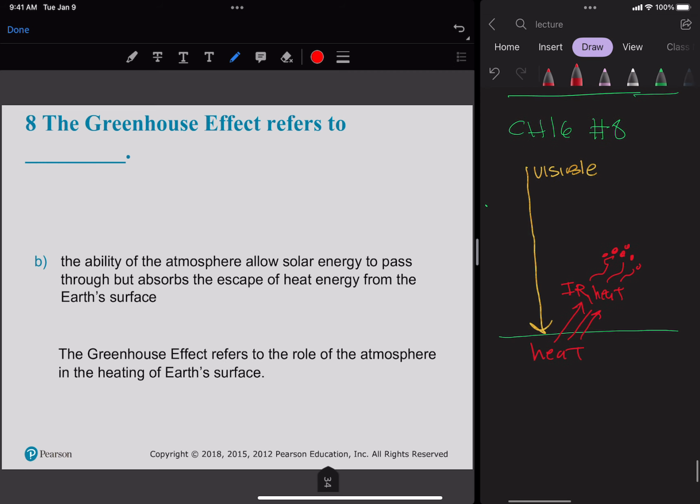So then this one is B. It's a lot to write, but for greenhouse gases, solar energy can pass right through the atmosphere, but the gases in our atmosphere absorb heat from the Earth's surface.